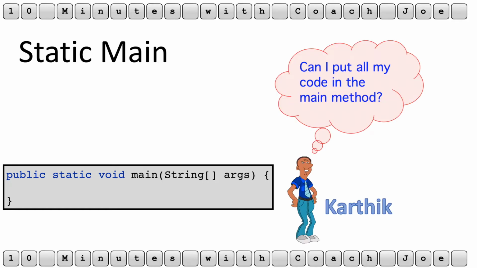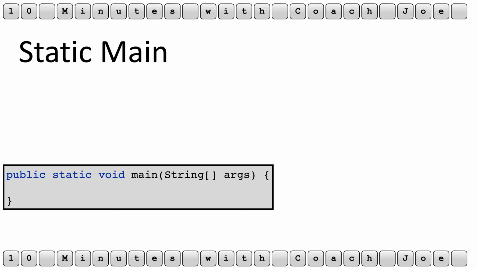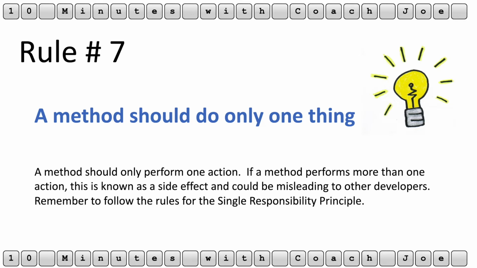Can all your code go in the main method? Interesting. Not a good idea. Like with all methods, you should follow the rules of encapsulation. Here are two rules that stand out for the main method. Coach Joe rule number 7 states, a method should do only one thing. A method should only perform one action.